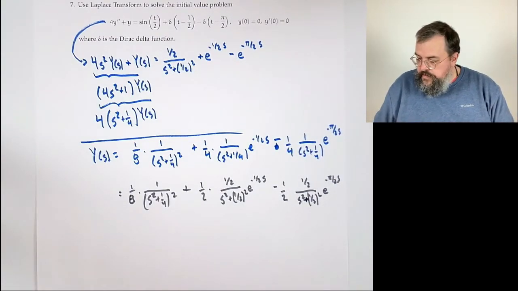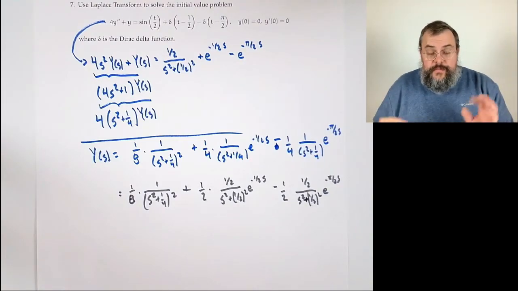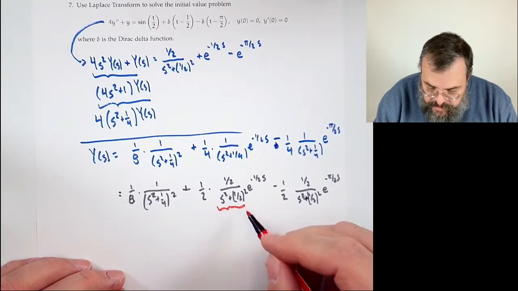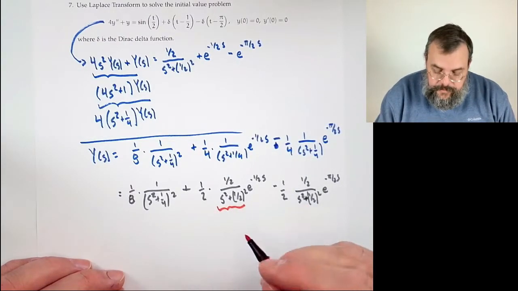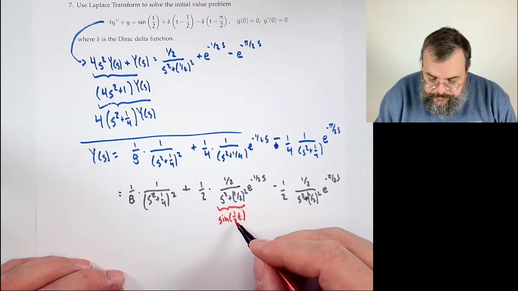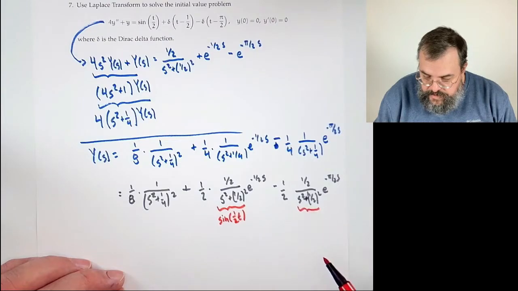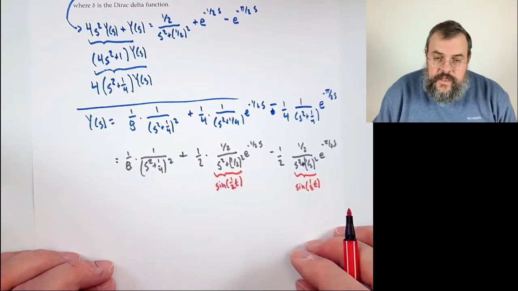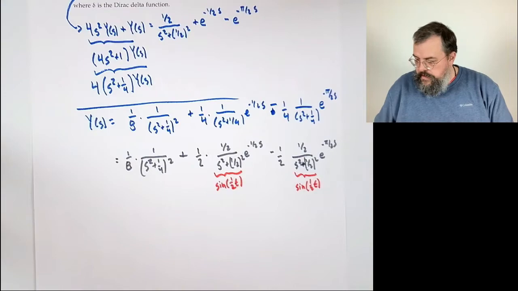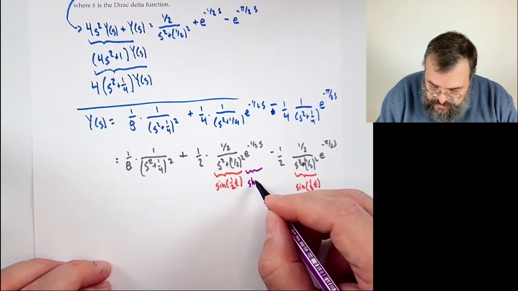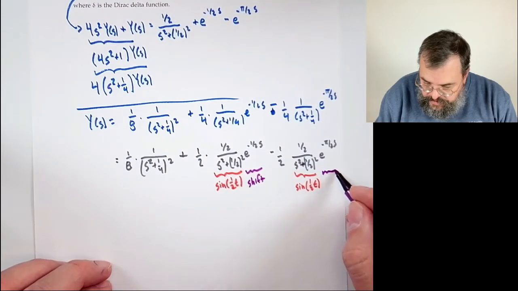And now we go through and say, what happens to the pieces? There's going to be a shift. We'll worry about the shift in a moment. But without the shift, this piece right here is sine of 1/2 t. And this piece right there is sine of 1/2 t. All right, we'll make a note. Here we have a shift, and over here we have a shift.